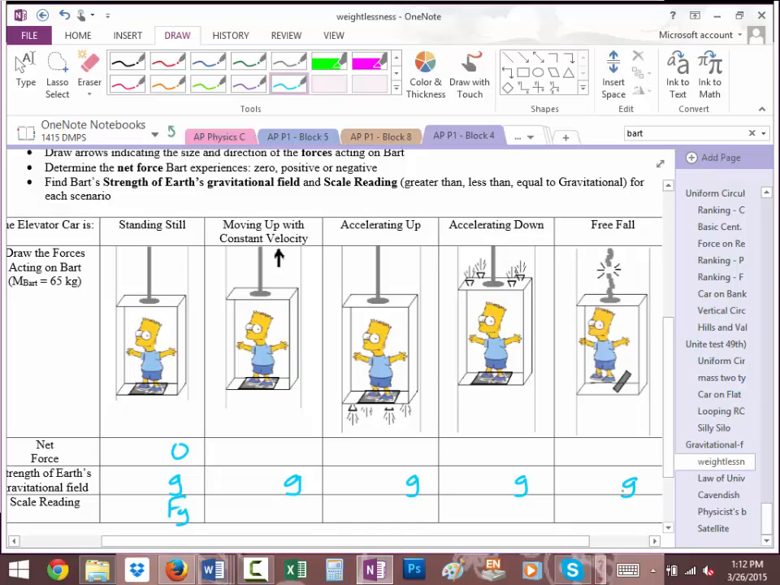Forces and everything. Is that what you mean? Yeah. All right. So accelerating upwards. What does the scale read?